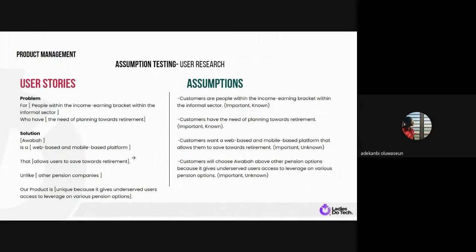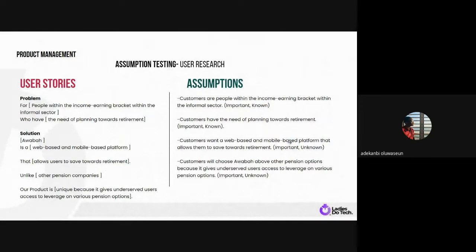Now, the good thing about this is that after you have built your user story, after you have composed your user story, right, you want to gather all of the validations you need, right? You want to now ensure that I am not wrong, right? So at the right hand side, you can see all of the assumptions. So the assumptions we have made right now is our users are people who are within the age range we have specified. They are people who have the need that we have also specified, and that our users are interested in solving that need using a web-based or a mobile-based platform. Now, this is why I had to put this in.